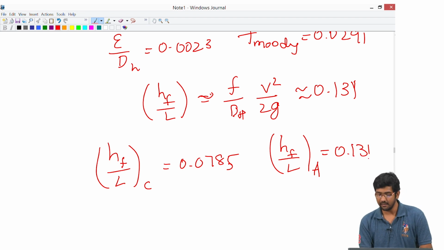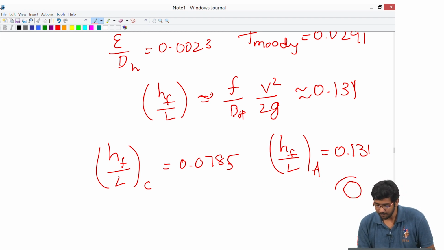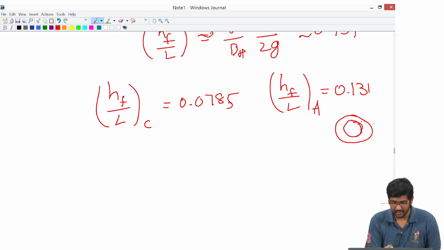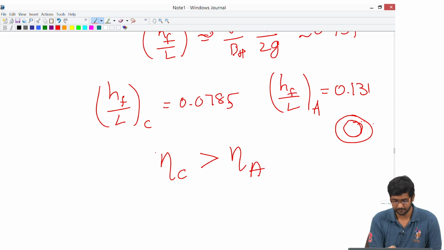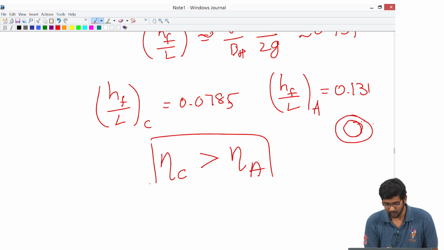Therefore, it is clear that in the case of an annular pipe, the head loss is more, and it makes sense because in the case of an annular pipe, the fluid is in contact with more wall area, because the fluid is in contact with the inner wall as well as the outer wall. Therefore, there will be higher friction. So, we can say the efficiency of the circular pipe is greater than the efficiency of the annular pipe. So, this is question A.